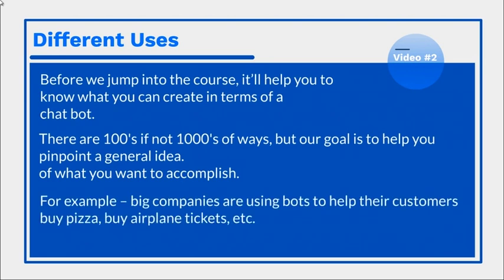For example, big companies are really changing the way that we interact with them via chatbots. Specifically in this case, it's the Facebook Messenger chatbot. But beyond that, they are also using chatbots on their website and so forth. Really, we're focusing just on Facebook Messenger here. But they're doing things like helping customers buy pizza, buy airplane tickets, even hotels.